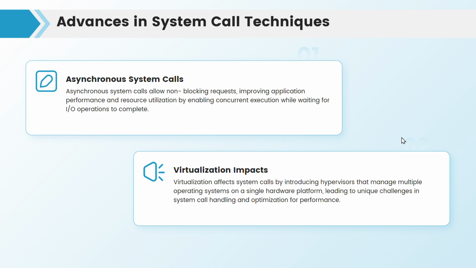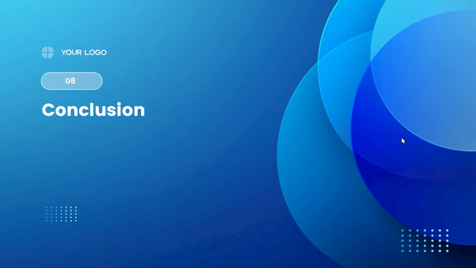Advances in system call techniques. Asynchronous system calls. Asynchronous system calls allow non-blocking requests, improving application performance and resource utilization by enabling concurrent execution while waiting for I/O operations to complete. Virtualization impacts. Virtualization affects system calls by introducing hypervisors that manage multiple operating systems on a single hardware platform, leading to unique challenges in system call handling and optimization for performance.